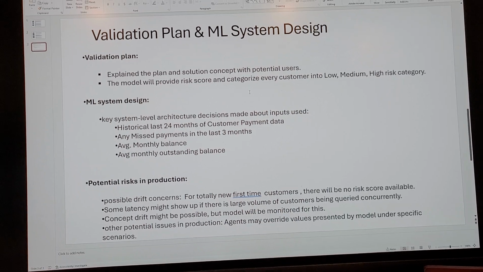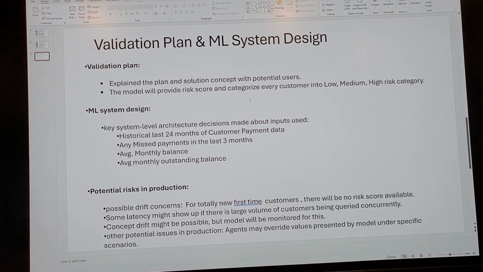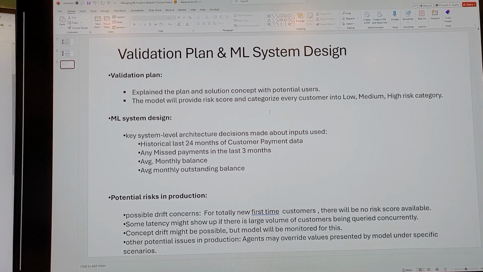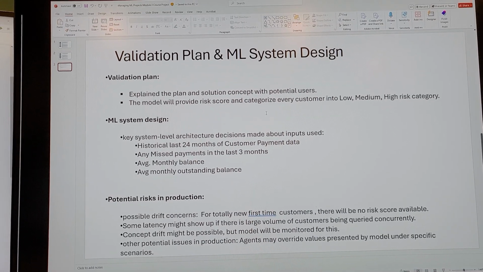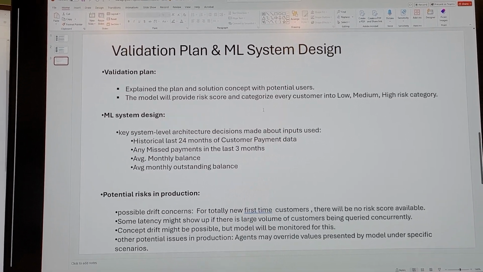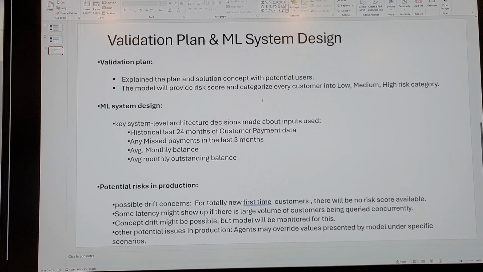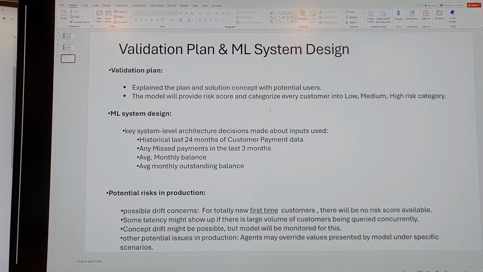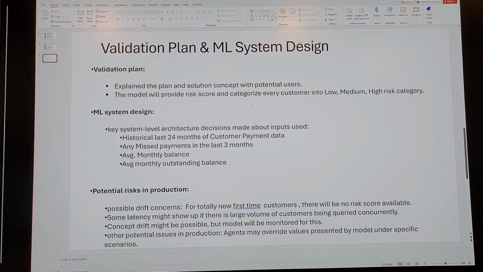The potential risks in the model are that there will be some input drift. Potentially the model might not be applicable for first-time new customers, because there is no risk score available and no history. There might be some latency if there is a large volume of customers being queried concurrently, so there might be a small response time implication.